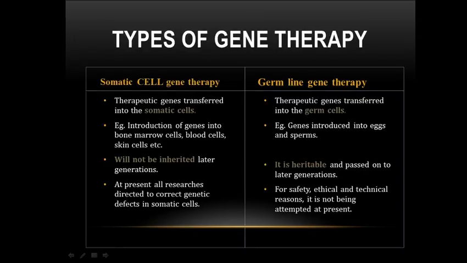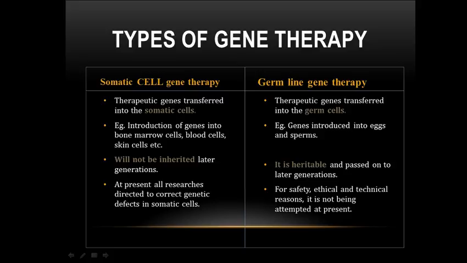There are two types of gene therapy. First is somatic cell gene therapy, and the second one is germline gene therapy. Somatic cell gene therapy is where therapeutic genes are transferred into the somatic cells. Examples are introduction of genes into bone marrow cells, blood cells, skin cells, and etc. It will not be inherited by later generations. At present, all research is directed to correct genetic defects in somatic cells.